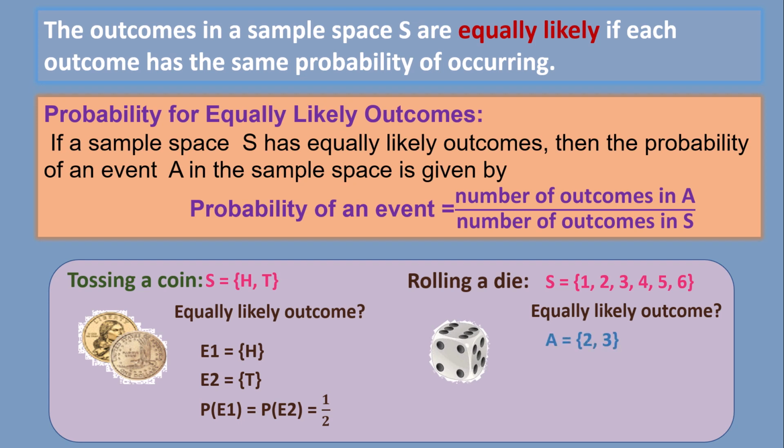Right. How about this? What is the probability of A? How many elements in A? 2. How many elements in S? 6. Therefore, the probability of A is 2 over 6. So you can simplify to 1 over 3. How about this one? Can you find the probability of B? No. Why? B is not an event. You see 2 and 3 are in S but not 7. Therefore, B is not an event of S. Therefore, we cannot find the probability.